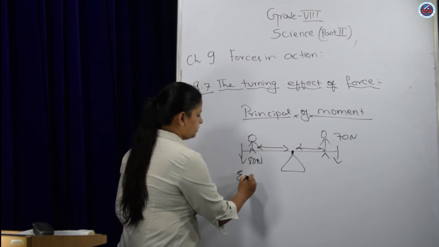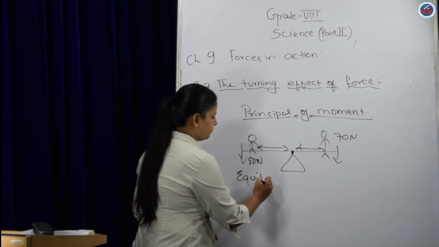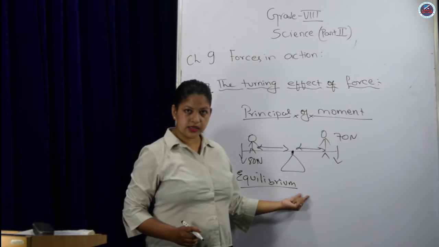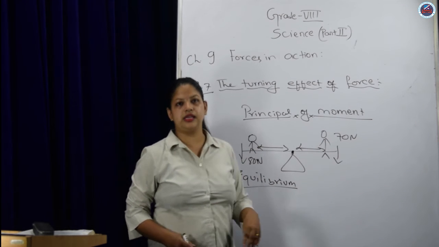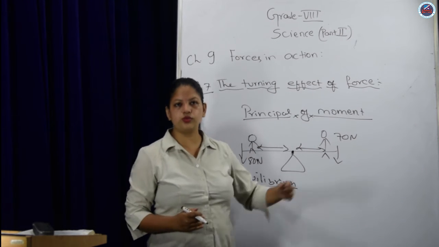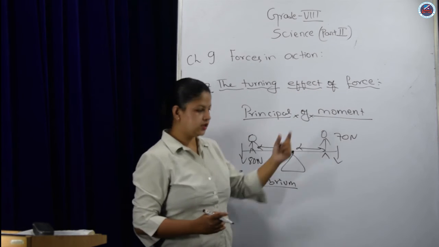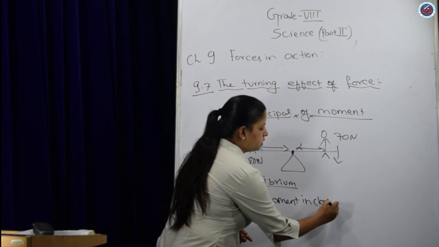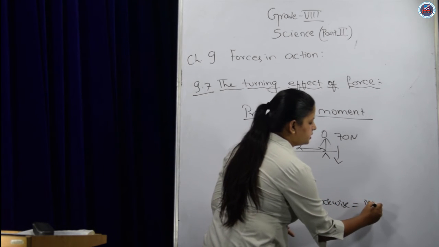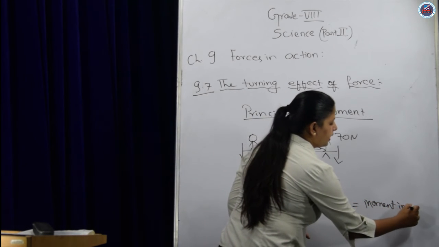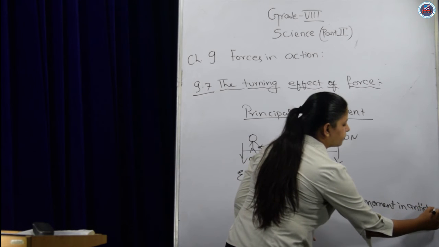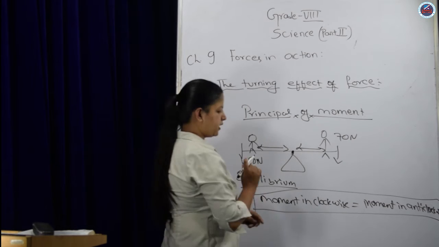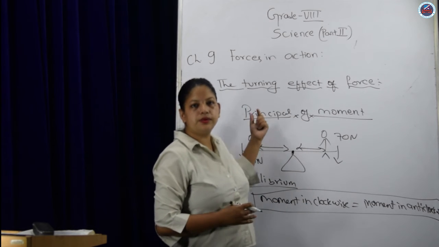So for the equilibrium position to be there, movements in clockwise direction and movements in anti-clockwise direction have to be equal. That is what we call the principle of movement. So movement in clockwise is equal to movement in anti-clockwise. This particular relationship, we call it the principle of movements.